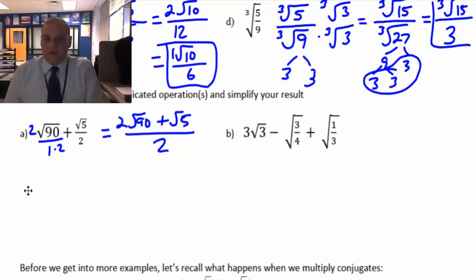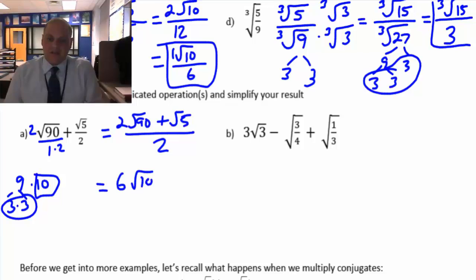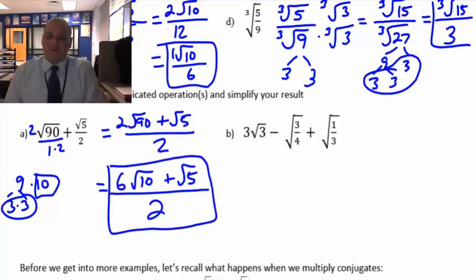so I'm just going to do it on the side here. 9 times 10, and then 3 times 3. The 9 breaks down 3 times 3. So that's going to be a 3, times the 2 that's already there, that's going to give me 6 radical 10 plus radical 5 over 2. So this is just about finding a common denominator there. This one's a little trickier.